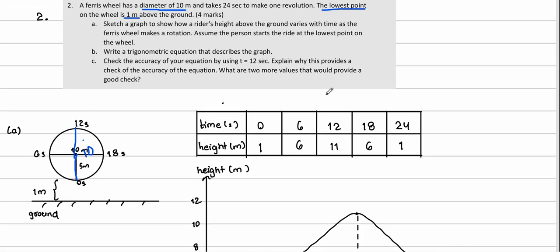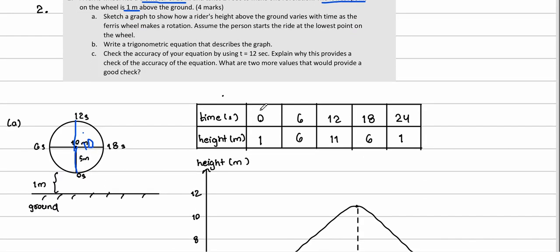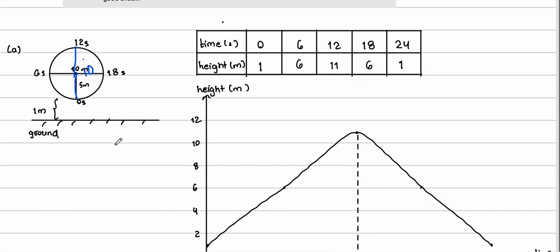Since it is a 24-second period, I try to simplify it into 1, 2, 3, 4, 5 sections. So 0 second, 6 second, 12 second, 18 second, 24 seconds. So 6 seconds is a quarter of the total 24 seconds, right? So this is going to be 6, 12, 18, and this is going to be 24, which is the start point. So this is going to be the same as 0 second. So at 0 second, it's 1 meter.